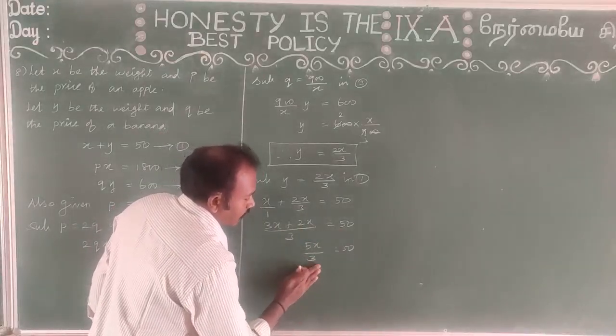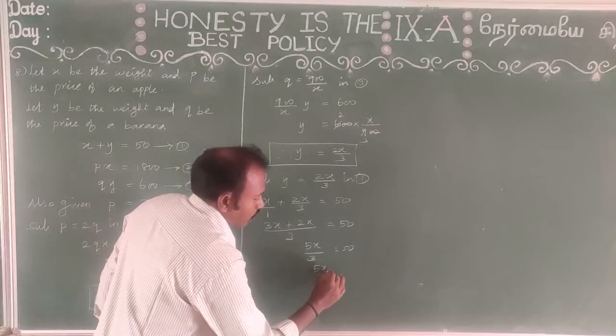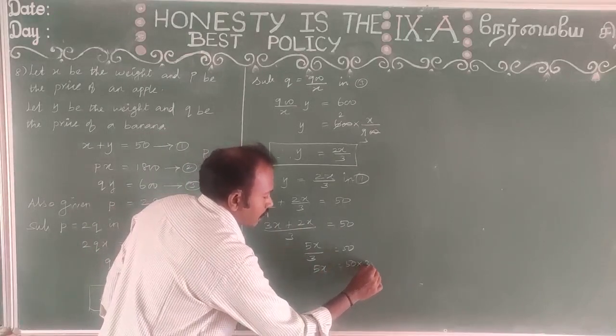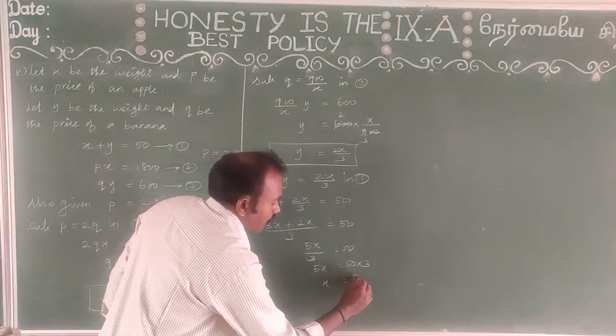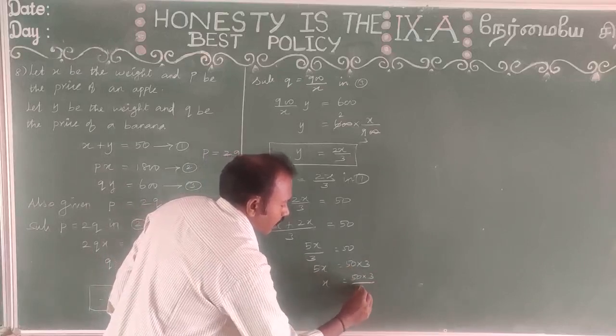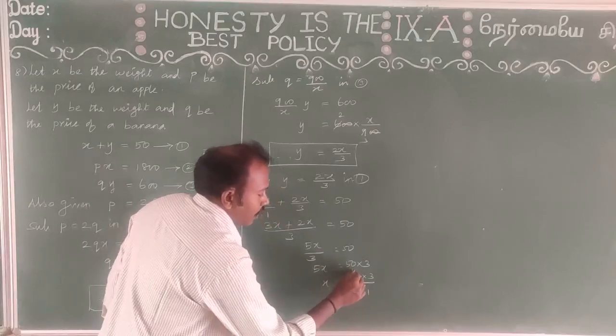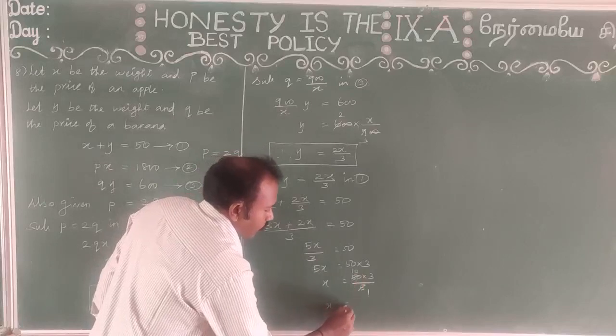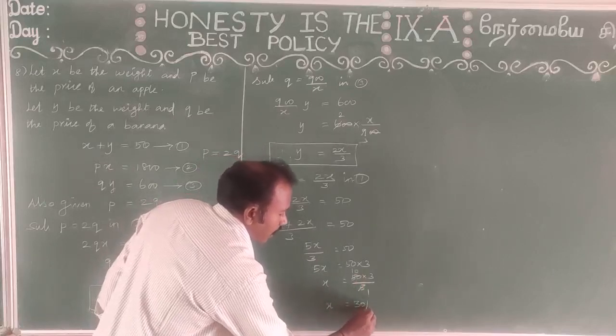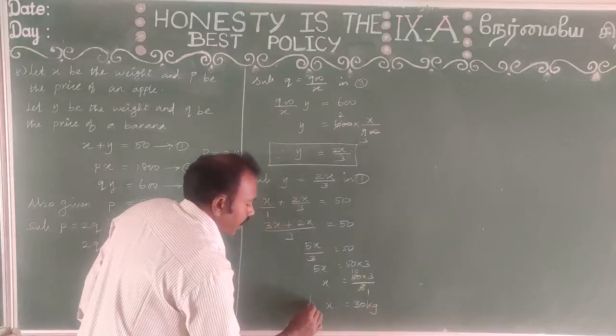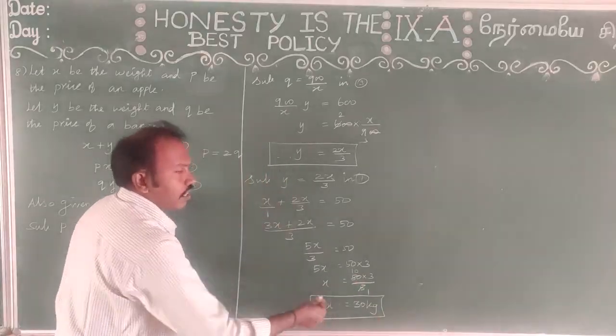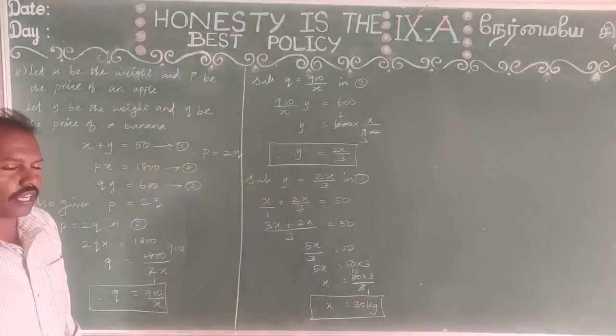Then 5x is equal to 50 into 3. Then x is equal to 50 into 3 divided by 5. 1 five is 5, 10 fives are 50. Therefore x is equal to 30 kg. Inia bought 30 kg of apples. Right.